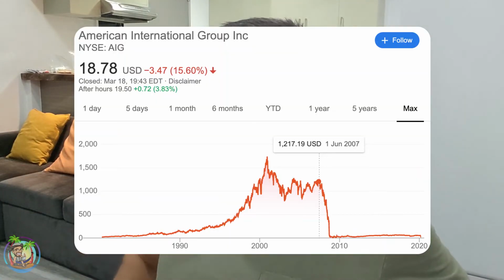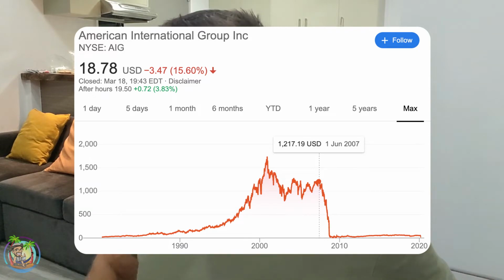Eight years later, they haven't recovered, so that one didn't work out so well. AIG, 2009. They lost 99% of their value, similar to BP. They didn't ever really recover. They kind of bounced up and down. Both of those I kind of broke out even a little bit more.